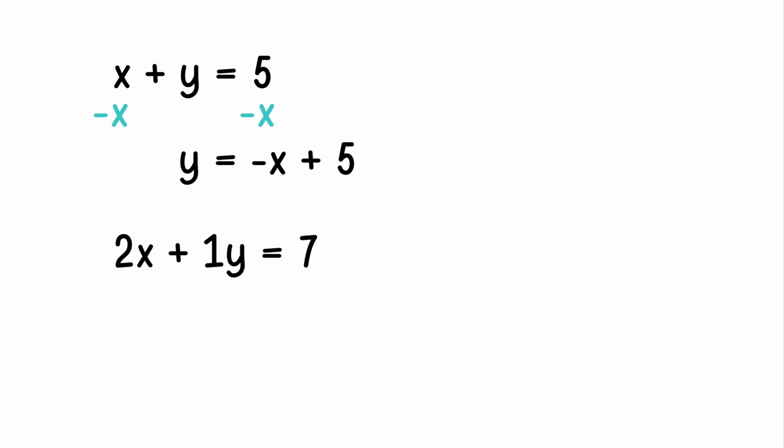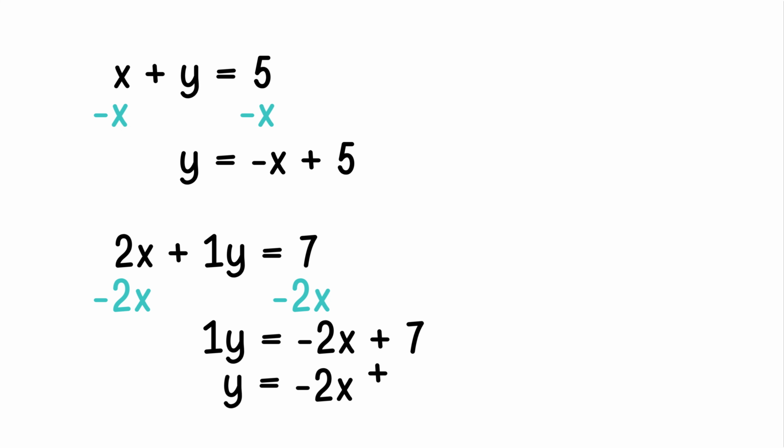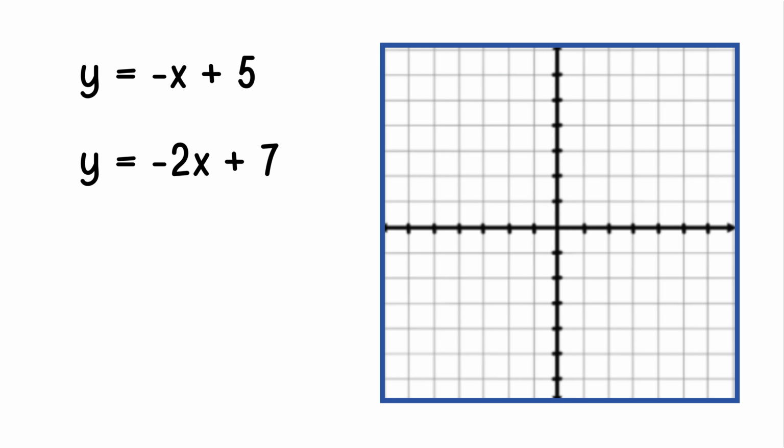Now let's look at 2x plus 1y equals 7. We'll start by subtracting 2x on each side. That gives us 1y is equal to negative 2x plus 7. Since 1y is the same as just y, we'll write it as y equals negative 2x plus 7. Now we have both of our equations in slope-intercept form, so we can graph them.